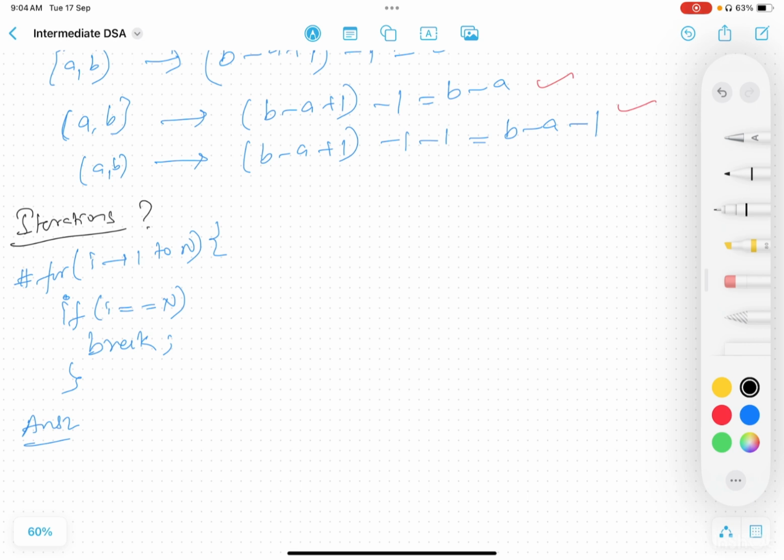So it is going from 1 to n. For each i, it is checking with n. If i equals n, it will break, right? That means n iterations, right? So you are including 1 and n. You can check it with b minus a plus 1, n minus 1 plus 1, which is n.